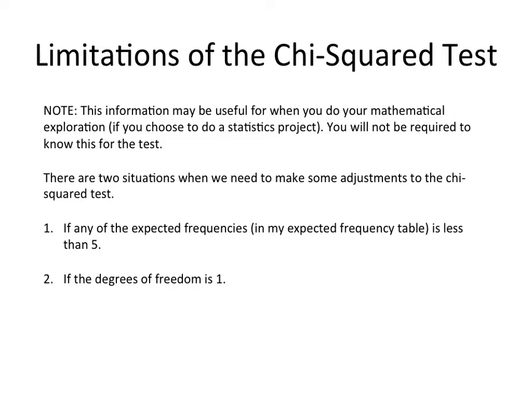The second situation is if our table is too small. So if our degrees of freedom is 1, for instance, if I have a 2 by 2 table, that's generally too small, and so we might get an error when we make our conclusion. So this lesson is going to be talking about how we can fix that, how we can deal with these types of situations.